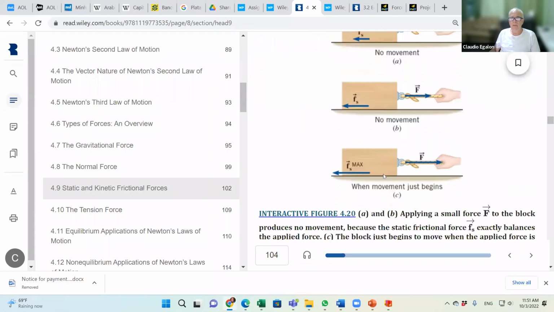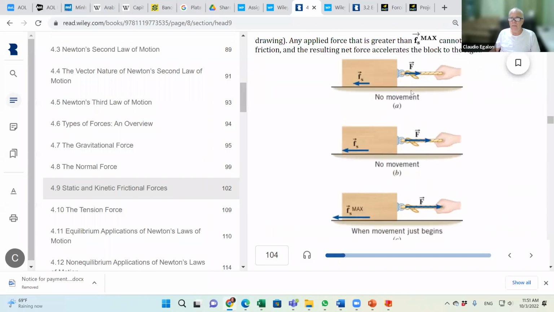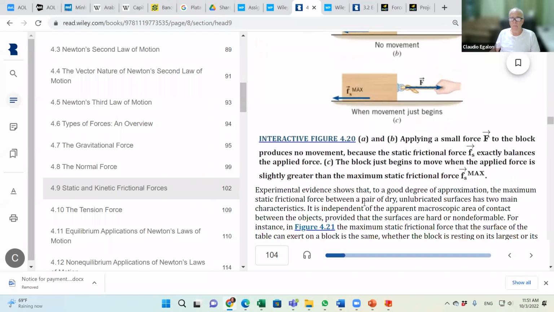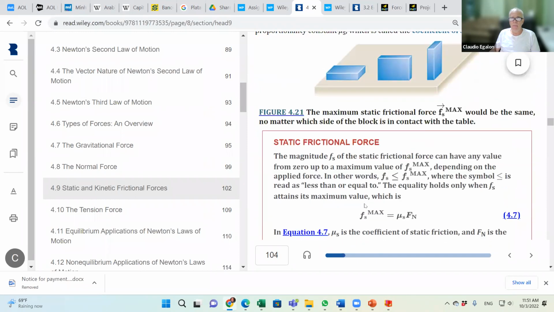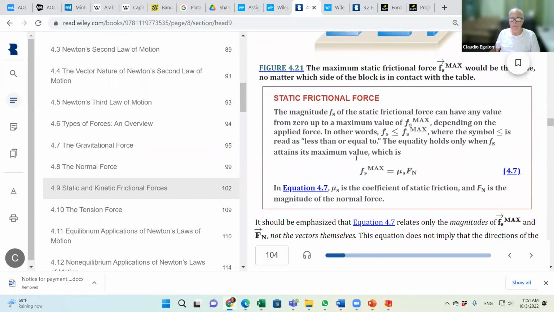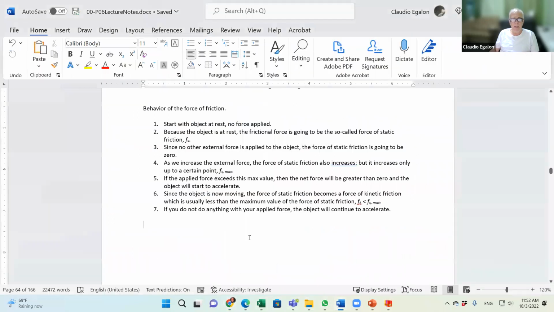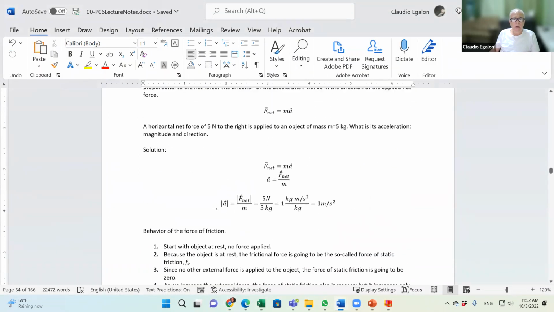Here we have this example. As I increase my force, the force of static friction also increases up to a maximum value. Yeah, he wrote that down, superscript max. What else do I have to tell you? There's an equation for the maximum value of the force of static friction. Let's talk about that. We cannot prove that mathematically, so you have to memorize that.